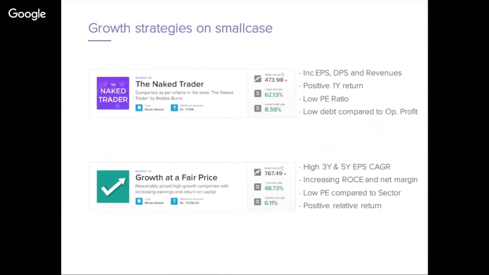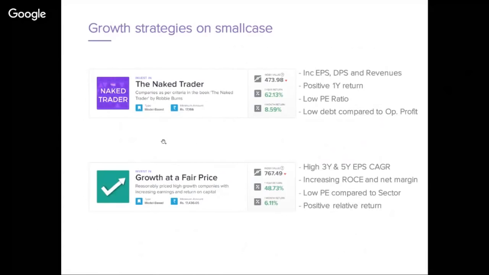Now, in addition to that, there are other factors also that the strategy is trying to look at. That is, the stocks have generated positive returns in the last 1 year. The PE ratio of the stock is low. So this is basically the type of very good investment opportunity that we discussed, that there is growth as well as there is discount or some sort of value available in the stocks that this smallcase tries to select.